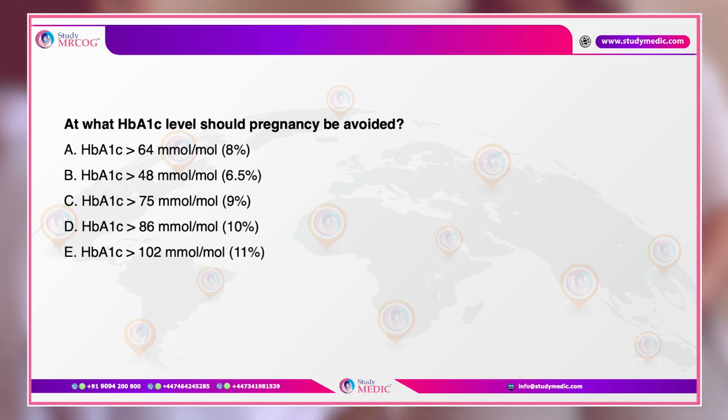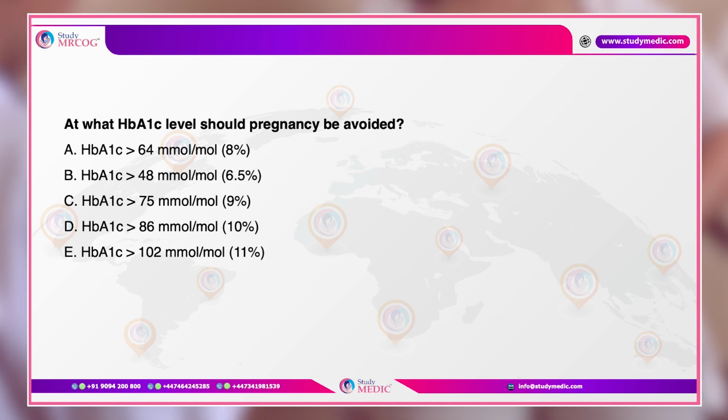So here we want to know at what HbA1c level should pregnancy be avoided. A patient has come in for preconceptional counseling, and what is the HbA1c level at which we should counsel her to avoid pregnancy? The options are A, more than 64, B, more than 48, C, more than 75, D, more than 86, and E, more than 102.